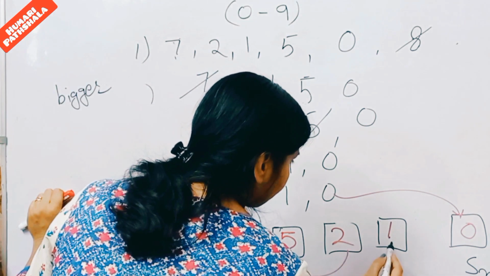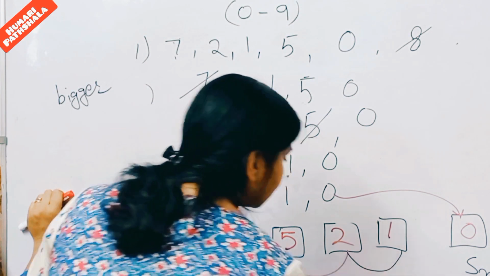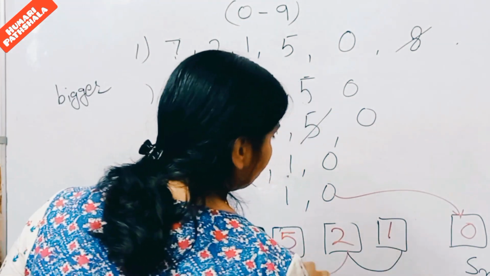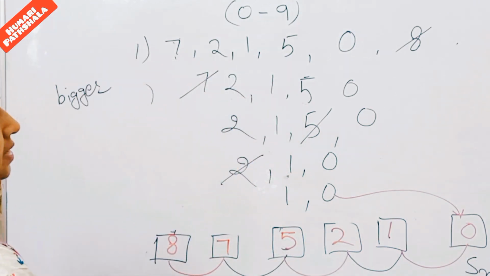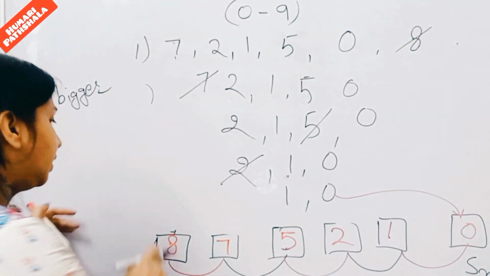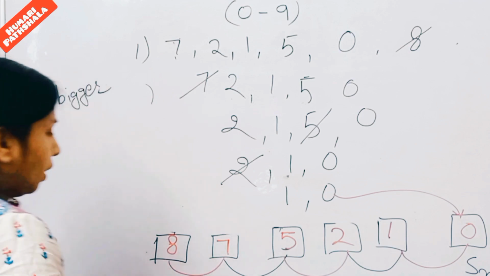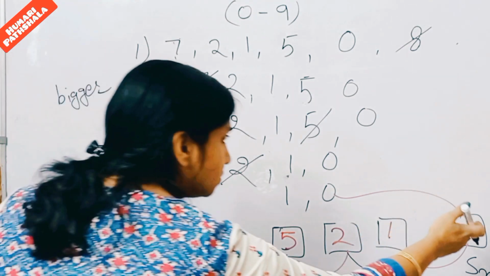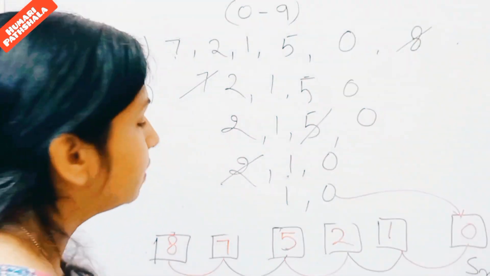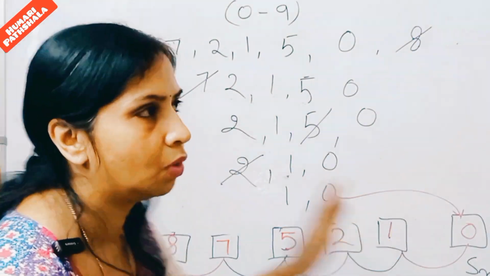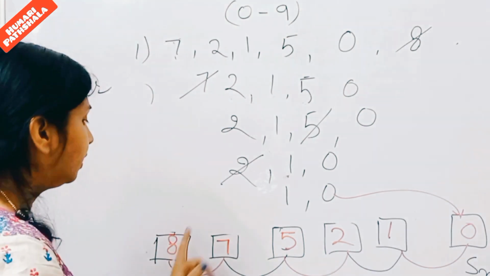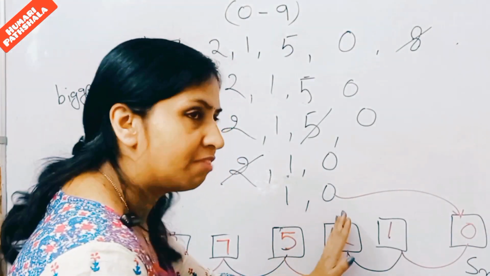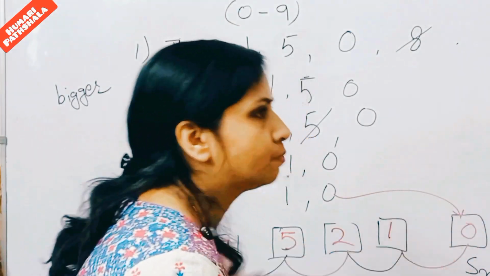We can see 1 is smaller than 2, and 0 is smaller than 1. So when we move forward, we can see 8 is greatest and 0 is smallest in this group of numbers. 7 is smaller than 8, 5 is smaller than 7, 2 is smaller than 5, 1 is smaller than 2 and 0 is smaller than 1.